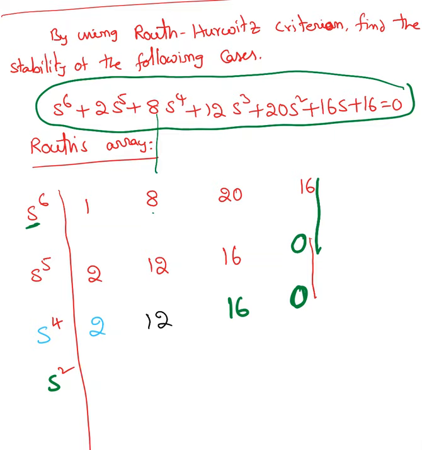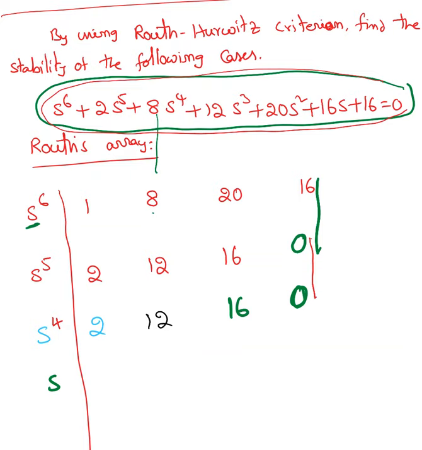Okay, here is the first example. By using Routh-Hurwitz criteria, find the stability, whether this system is stable or not. So here is the characteristic polynomial equation. Okay, and the order of the system is 6, so it has 6 poles. So we want to find whether this system is stable or not.